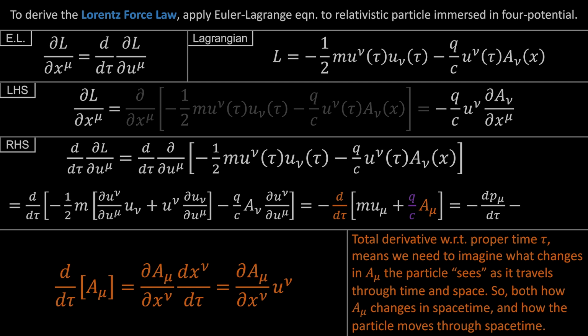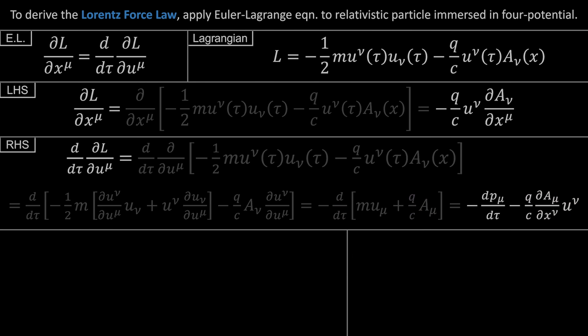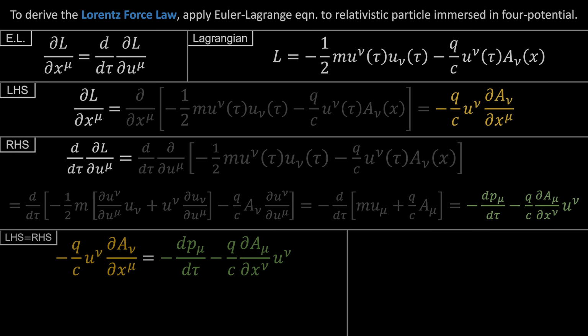And by the way, I know you're not supposed to pretend that derivatives are fractions, but if you pretend it's a fraction, this kind of makes sense, you know? Well, anyway, we can recognize the total derivative of x nu with respect to tau as the definition of the four-velocity u nu. And therefore, we can write this expression, having taken the total proper time derivative, as q over c partial a mu partial x nu times u nu. So now that we have the left-hand side and the right-hand side of the Euler-Lagrange equations, we can stick them together.